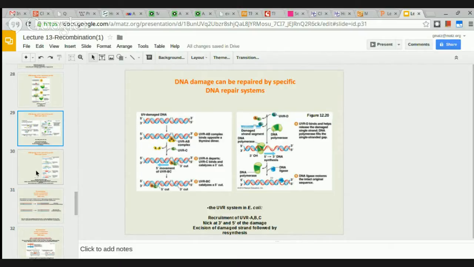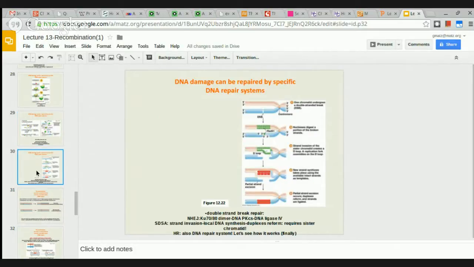So here's one thing I'm going to ask you to remember. It's the non-homologous end joining system, and this is something that repairs double-strand breaks. So, double-strand breaks, here's what you need to remember though.